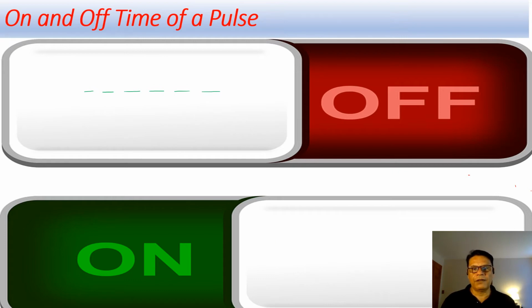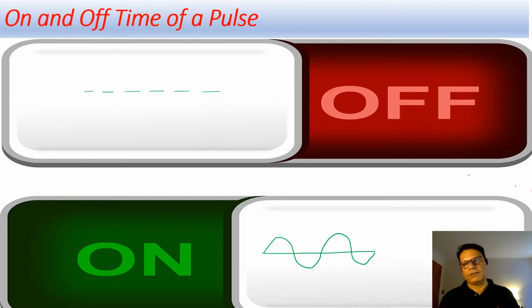on time is when the transducer is actually producing a pulse. So this is the difference between on time and off time. On time is also called transmitting time, emitting time, or talking time, and off time is also called listening time or receiving time.